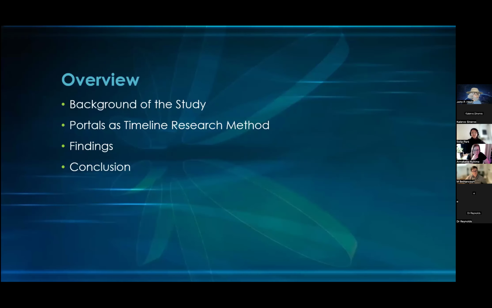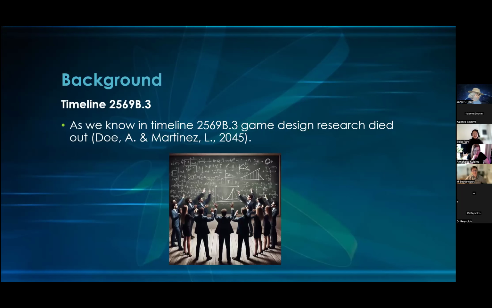So, in today's presentation, I'm going to give you a background to the study. Talk a little bit about our methodology, which is using portals as a timeline research method. Talk about some findings and some conclusions that hopefully we can draw and help us strengthen game studies here in the year, I don't know, 2150 or something.